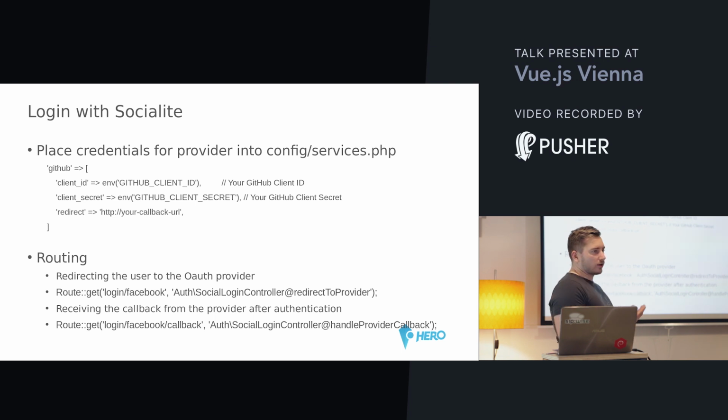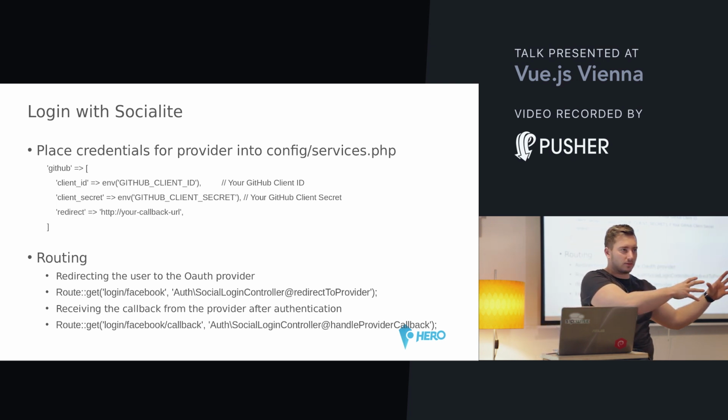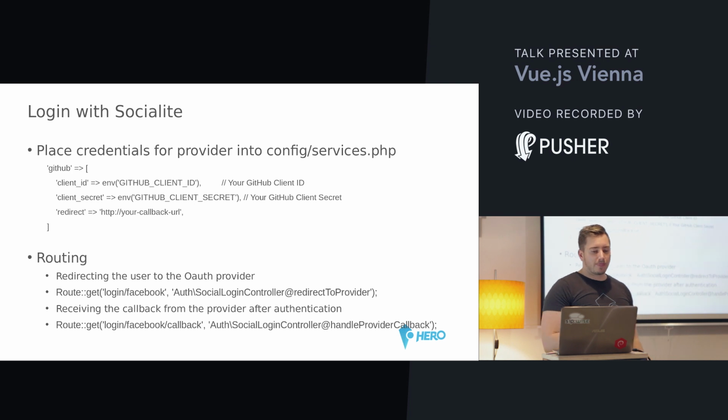For normal login with Socialite, if you have no API, you just place the credentials in the config services. For example, here at GitHub. We are again in the backend, by the way. And then you have to create some routing, only 2 routes. You have to create the route to redirect the user to Facebook, for example, and then the route which handles the callback from Facebook again.